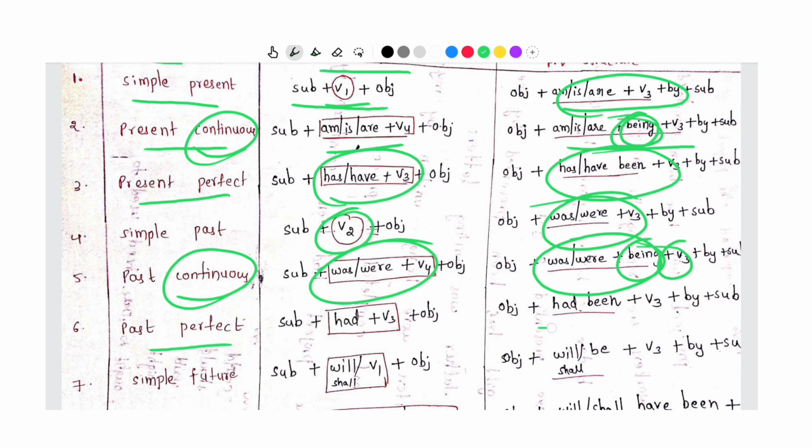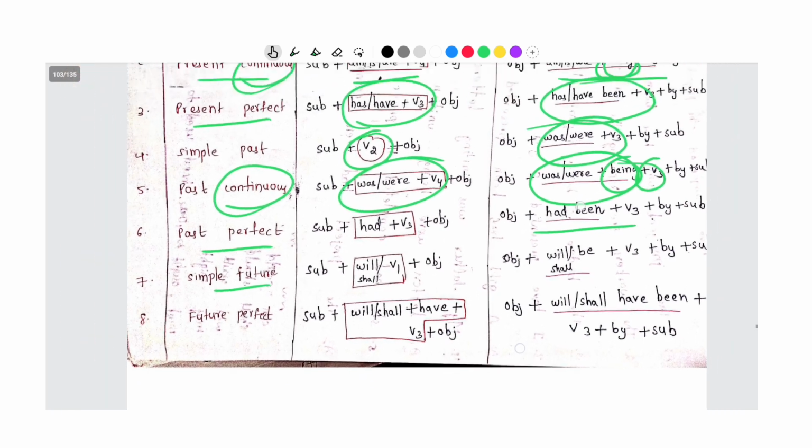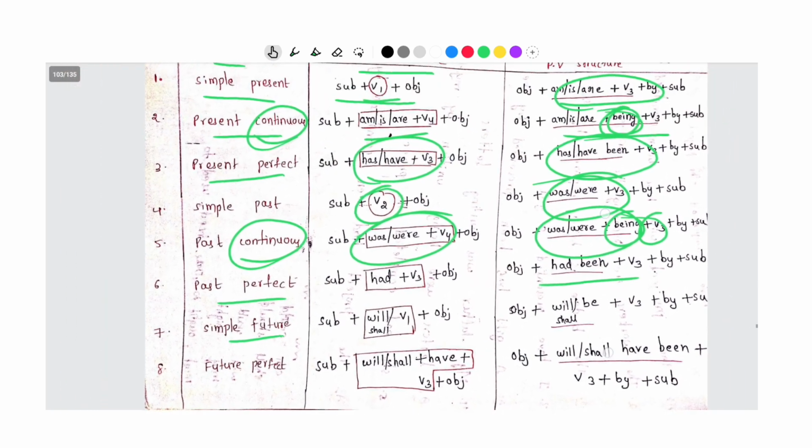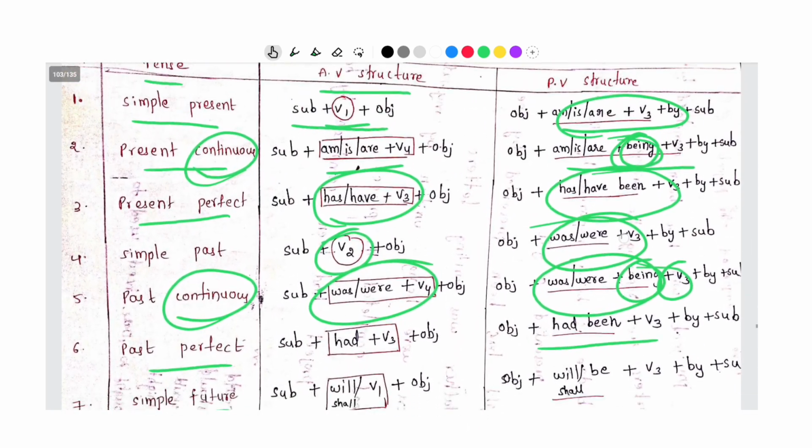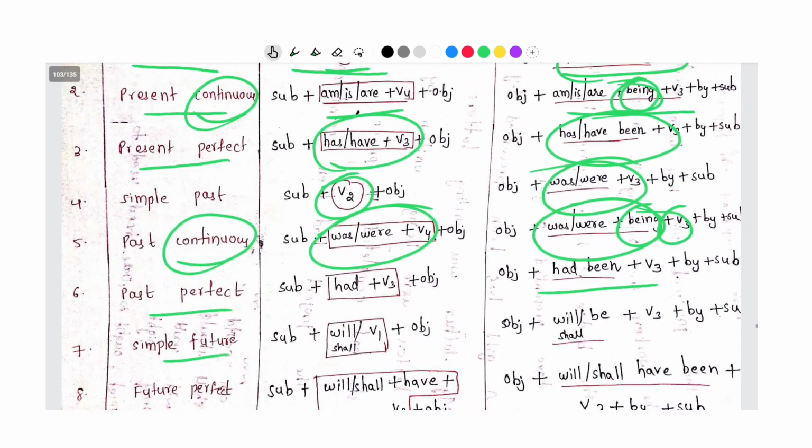Note the past perfect also, and simple future. You have to remember. Just go through this once. You will understand it very clearly. And this is the end of this session.